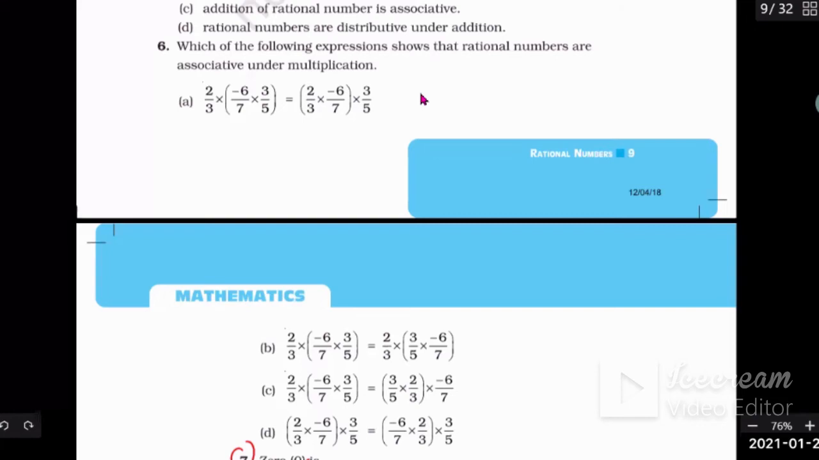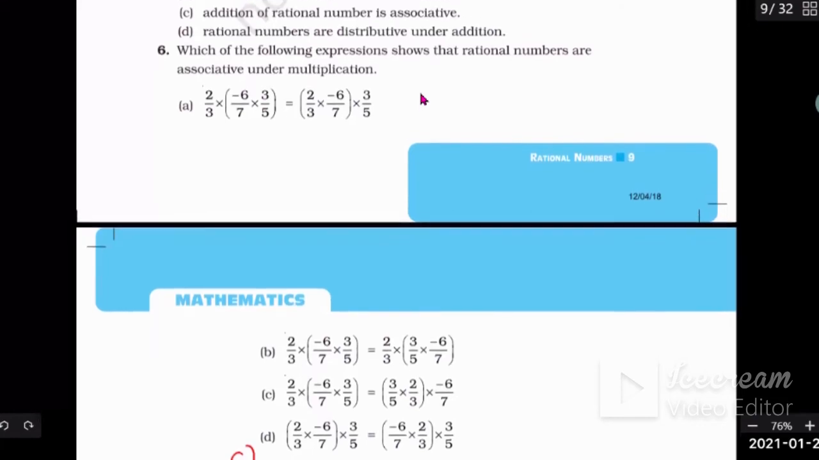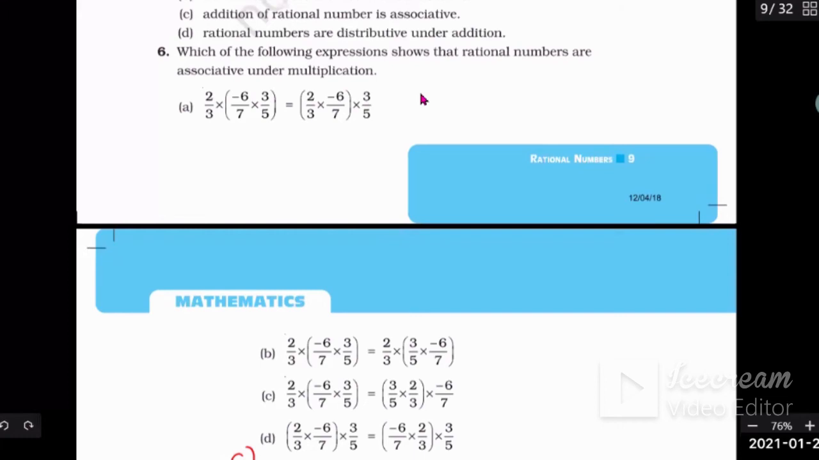Place will not change. Neither sign nor place. 2 by 3, minus 6 by 7, 3 by 5. So first the bracket is on these two, then on these two. So it is correct. And what is the problem with the others?